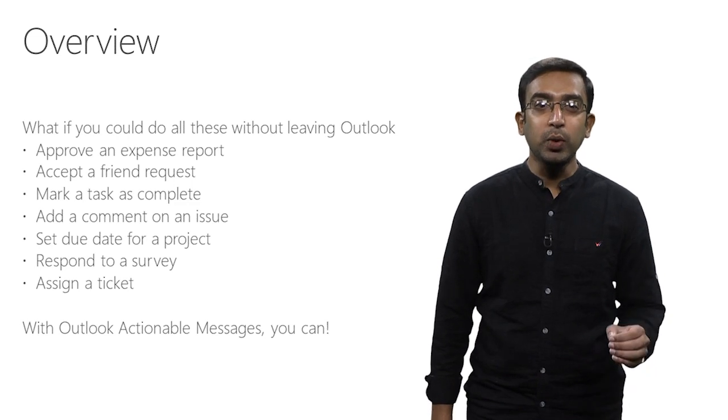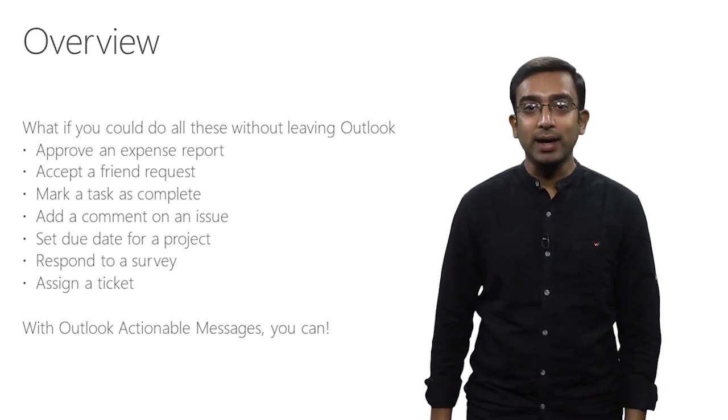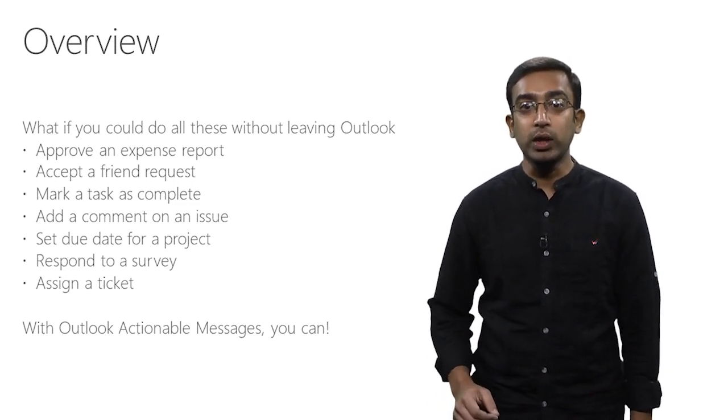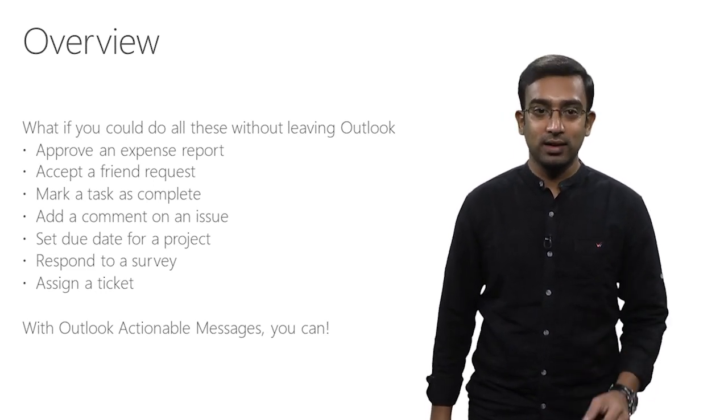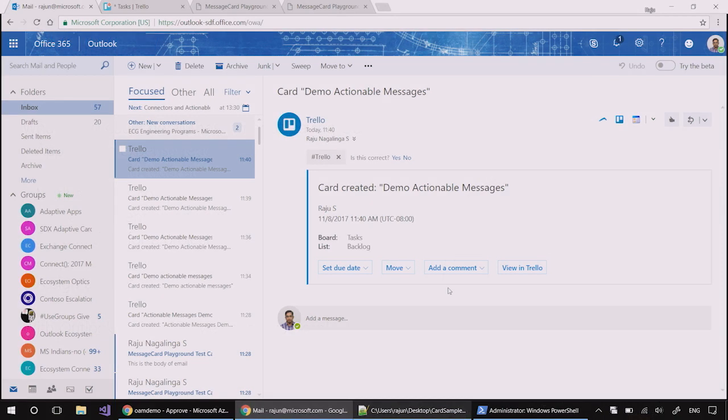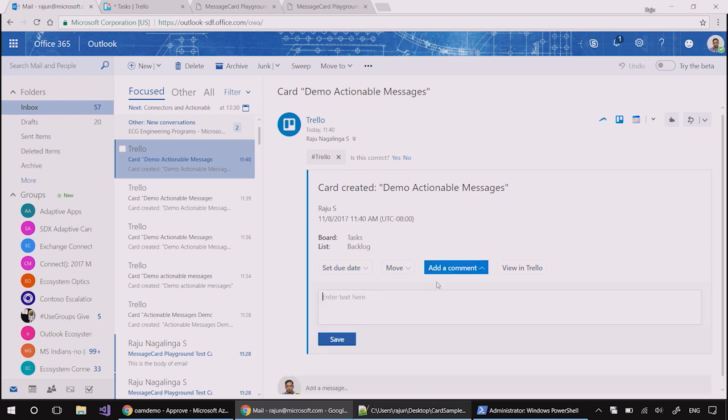What if you could approve an expense report or mark a task as complete without having to leave Outlook? Well, with Actionable Messages, you can. Let's see how. Here, I have an actionable message from an Office 365 Trello connector. I can quickly add a comment and update my task without even leaving Outlook, and all my changes would magically show up in Trello.